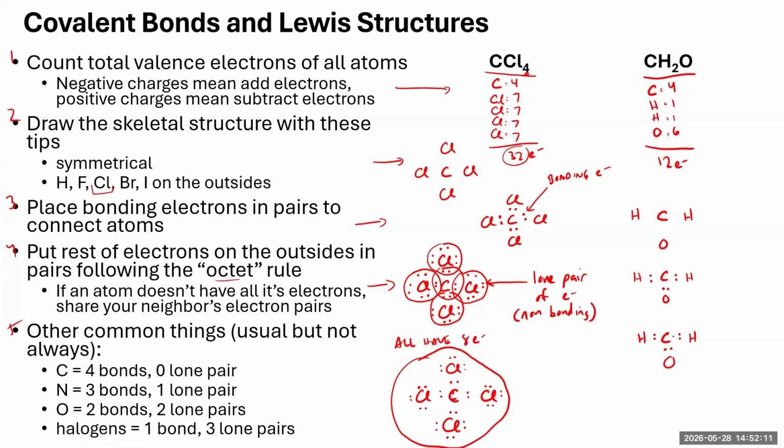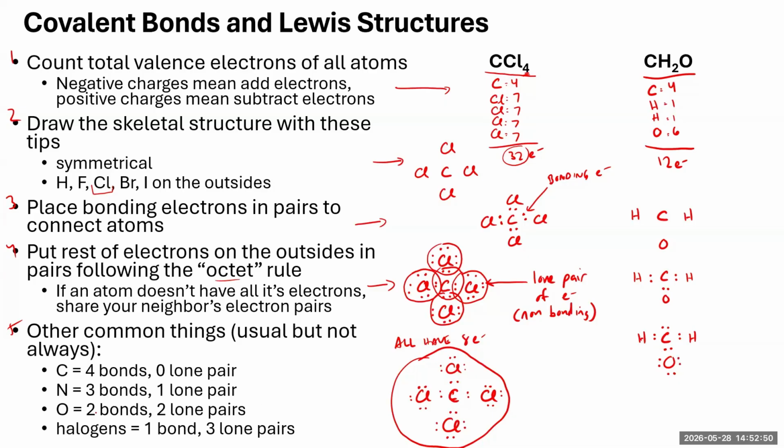So oxygen. So we have 6, 7, 8, 9, 10, 11, 12. Well, hydrogen has its 2. This hydrogen has its 2. This carbon has its 8. Uh-oh. This oxygen only has 6, which we need more, right? Oxygen needs its octet. It wants 8. So what do we do on step 4 if an atom doesn't have all its electrons? Well, it's going to borrow from its neighbor.